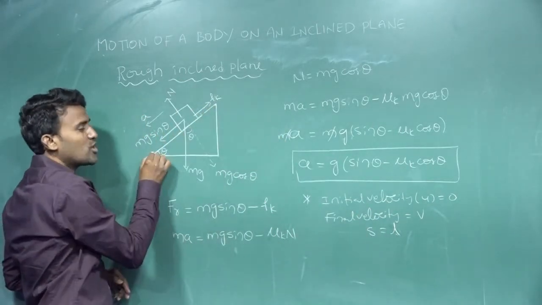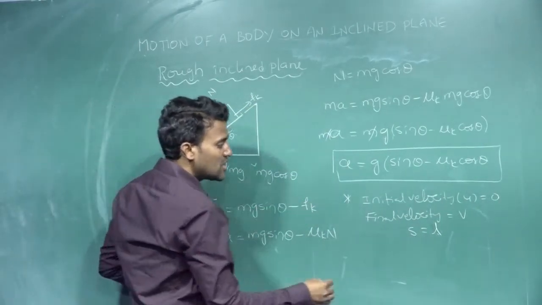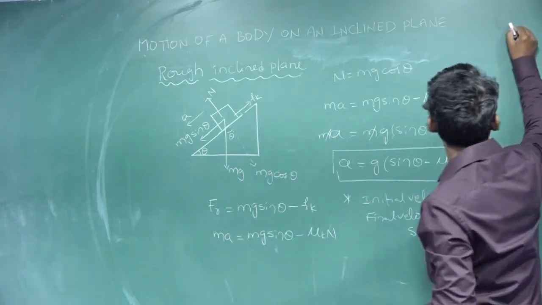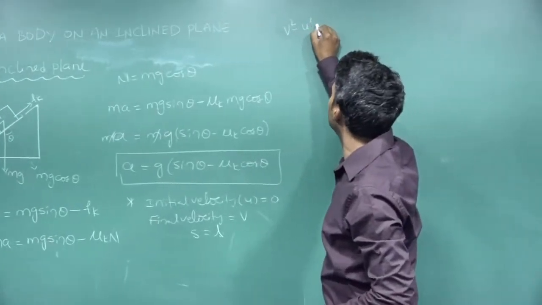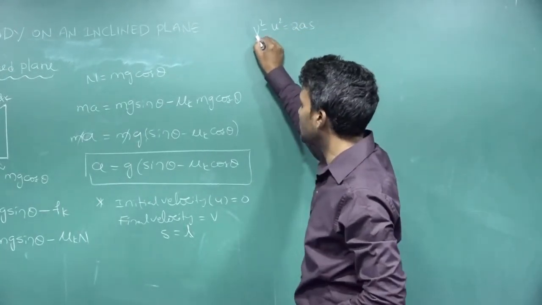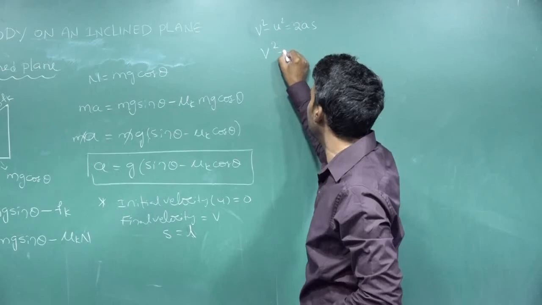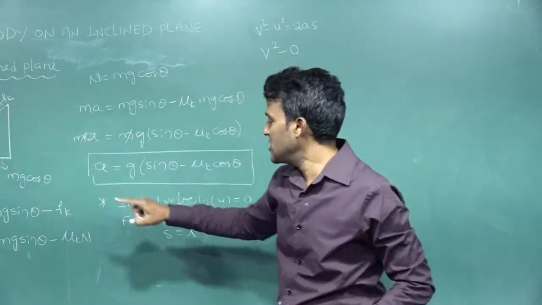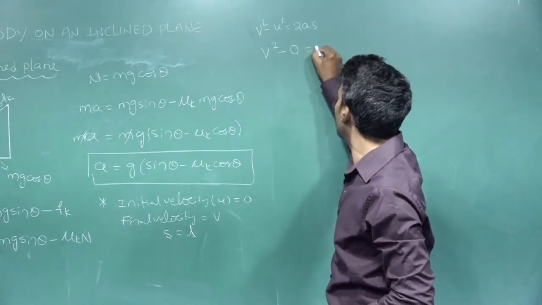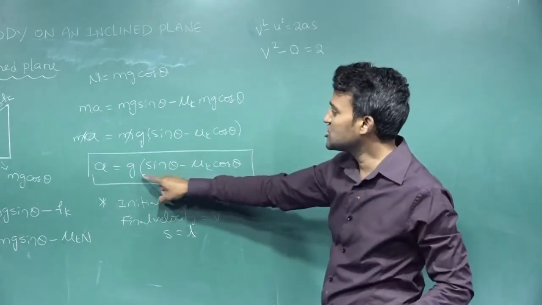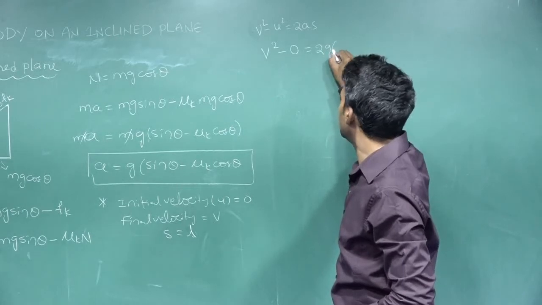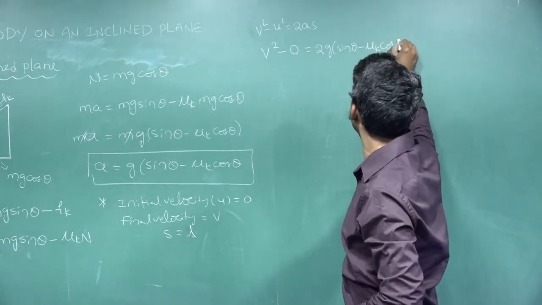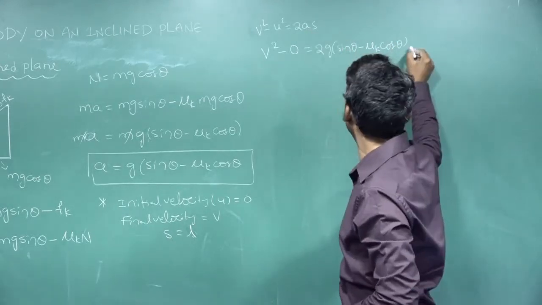From the top to bottom, the distance is nothing but L. Now we are writing its acceleration, which we know very well. From the equation v square minus u square is equal to 2as, what is the final velocity? That only we are calculating. The u value is 0, since the initial velocity at the top position is 0. So v square equals 2a, where acceleration is g into sin theta minus mu k cos theta, and distance s is equal to L.